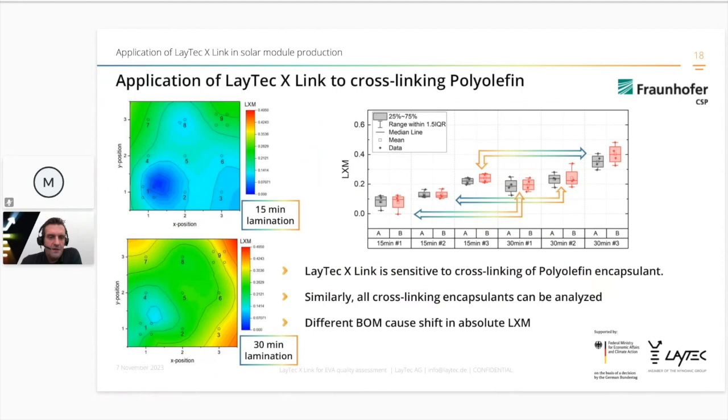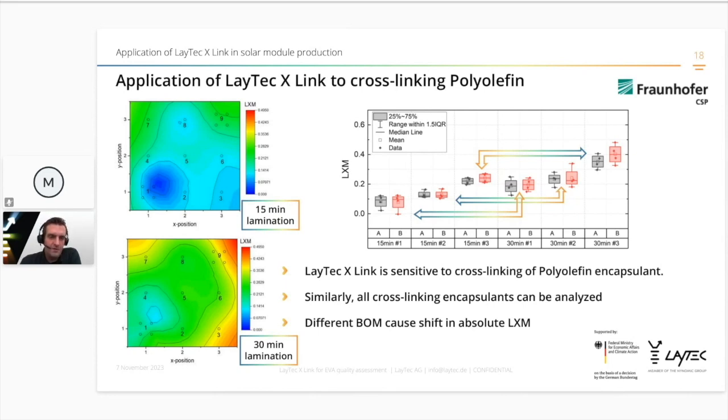The same is shown here for 3 different pairs of 2 modules each with the same polyolefin encapsulant, but laminated with different backsheets. So you have to read it from left to right. This is one bill of material, another bill of material, and a third bill of material, each for 15 minutes, 2 twin modules tested each time, and then the same pairs laminated for 30 minutes. And as you can see, for each bill of material there is a significant increase with lamination time. So it's always sensitive to the changes in the degree of cross-linking, also for the polyolefins.